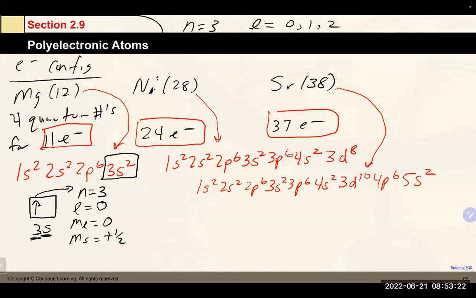So again, you don't necessarily have to draw it all out. If you're asking really specifically about just one particular electron, it's easier to isolate the orbital. You could draw it all out as well. Any questions on that there?